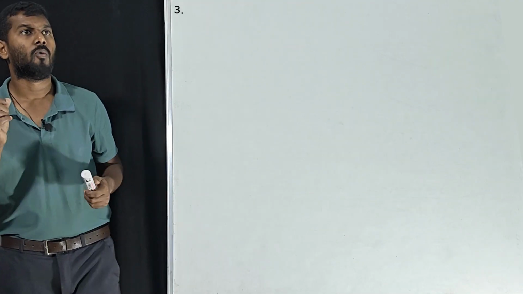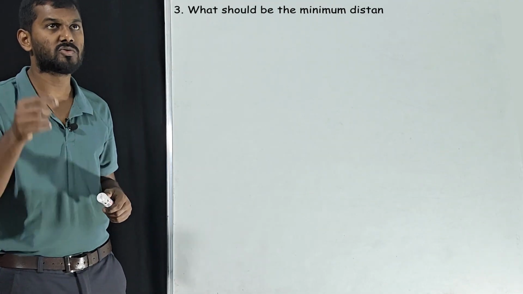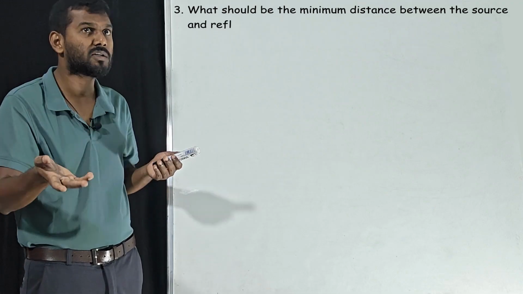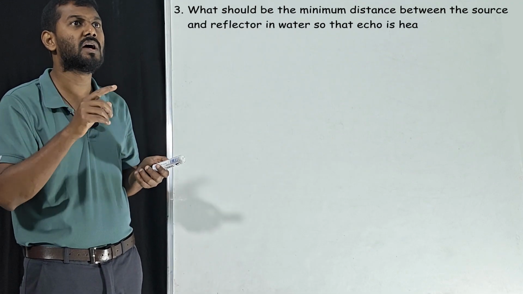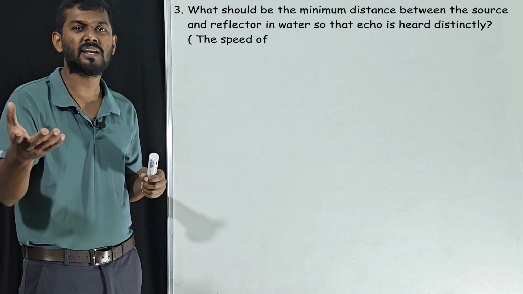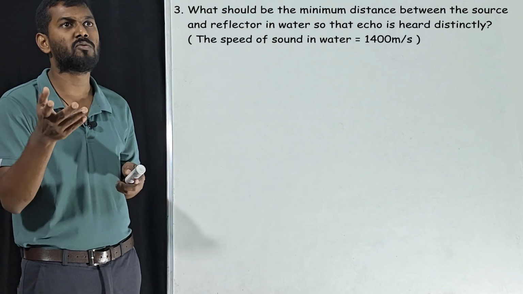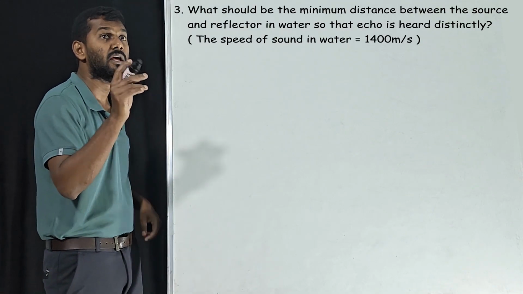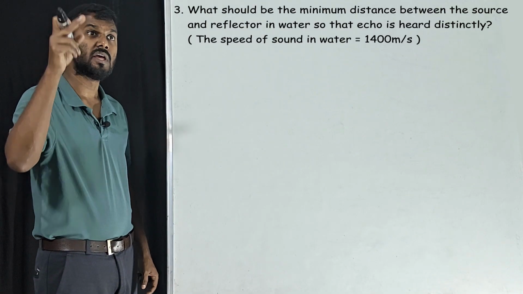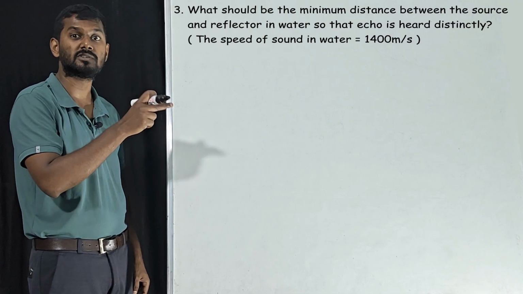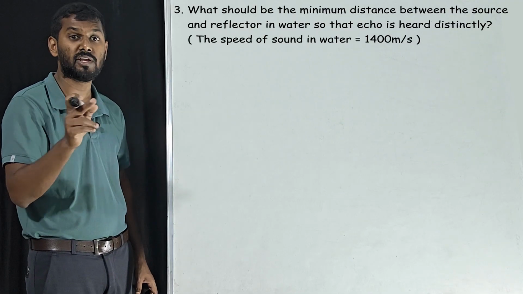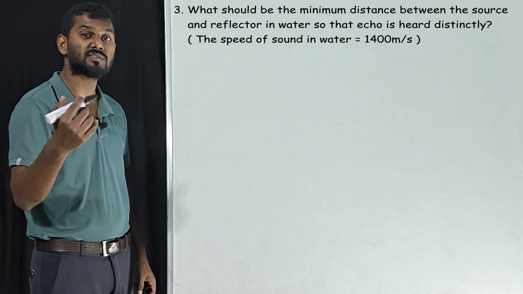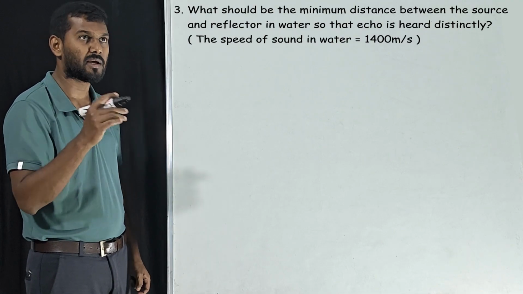Our next question: what should be the minimum distance between the source and the reflector in water so that the echo is heard distinctly? Distinctly means properly. The speed of sound wave is 1400 meter per second. See, the speed of sound is increased because the previous question was about air. This is about water. We know sound waves travel faster in water compared to air, correct?